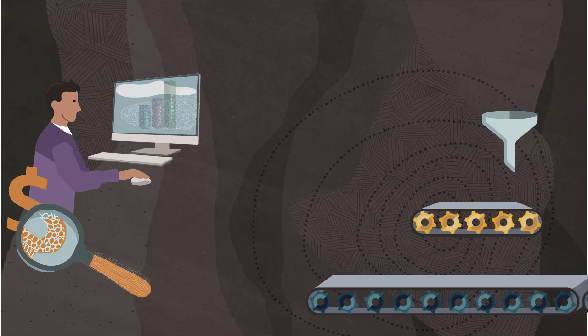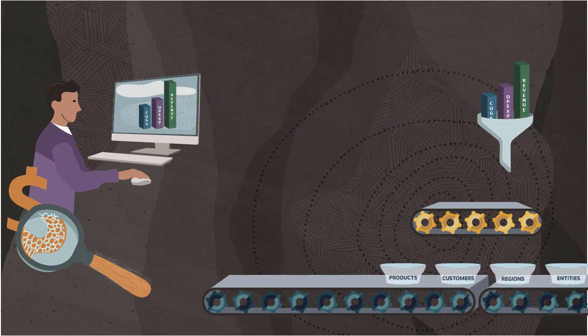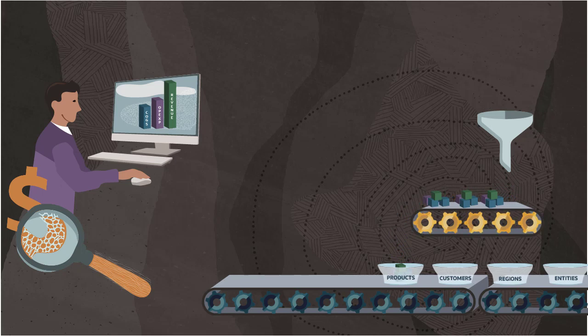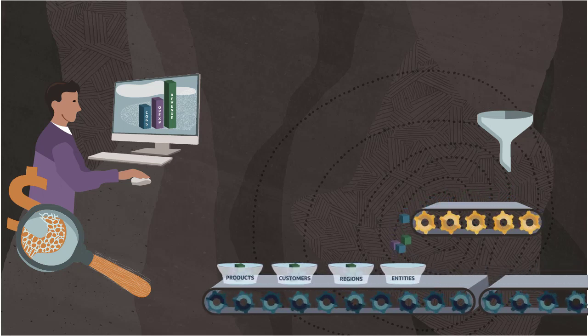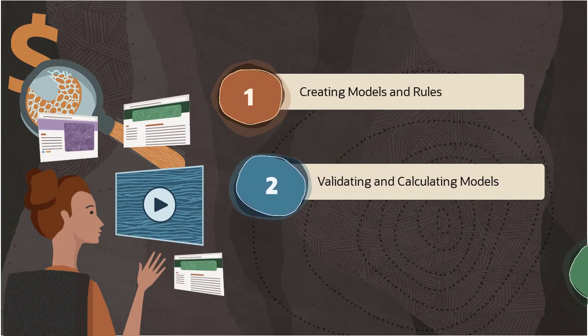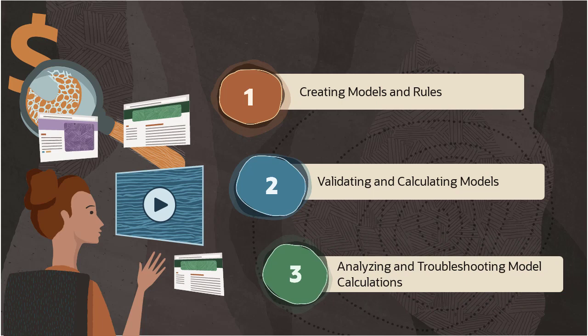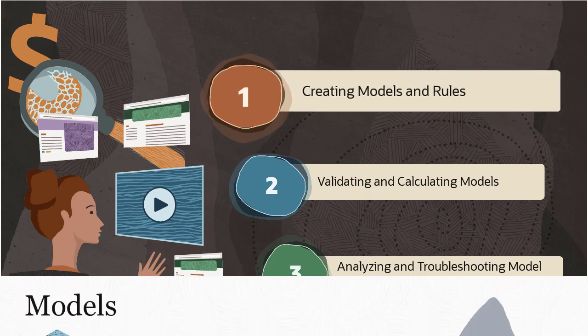In enterprise profitability and cost management, you manage the cost and revenue allocations that transform your basic financial data into fully realized profitability analysis for a business segment, such as products, customers, regions, or entities. This series covers the tasks to create, run, analyze, and troubleshoot models for transforming data in enterprise profitability and cost management. In this video, we'll see how to create models and rules.